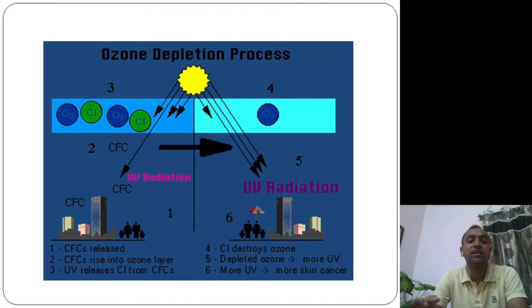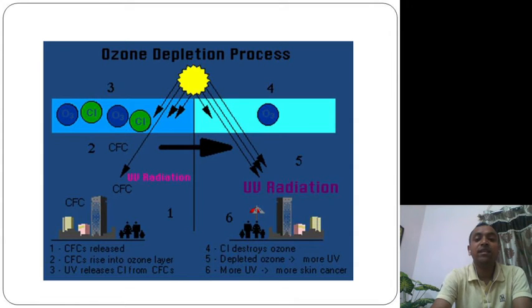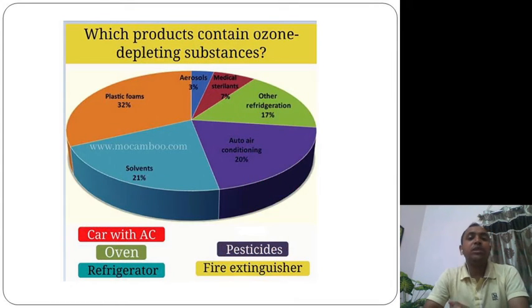Now once this UV radiation breaks down chlorofluorocarbon, it releases chlorine molecules. Now this chlorine, as we said, depletes or destroys the ozone layer. Once the ozone layer is destroyed, what happens? A depleted ozone layer means more ultraviolet rays will reach the Earth's surface, and more ultraviolet rays means more diseases, including skin cancer.